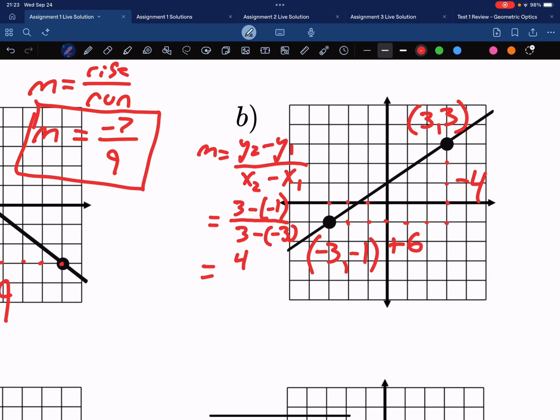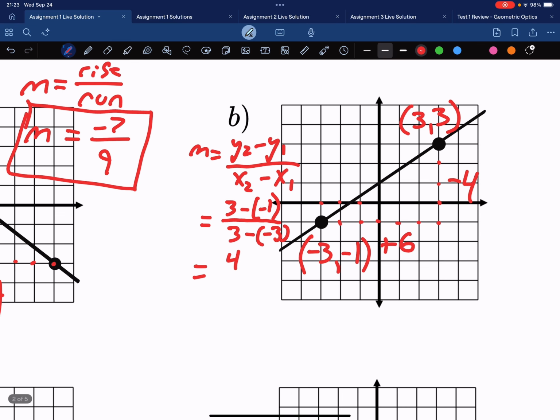So when you take away a negative, it becomes a positive. Over, same logic on the bottom, 6. And that reduces to 2 over 3. So we get a slope of positive 2 over 3.